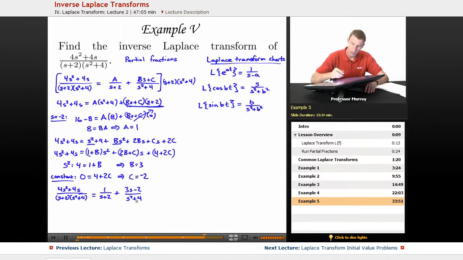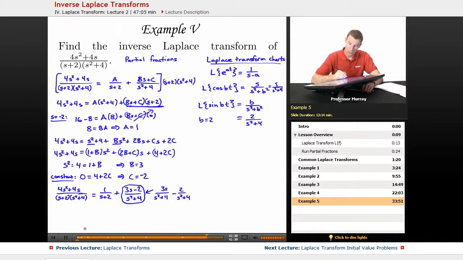And I'm just going to make a note here. I see I've got s squared plus 4, which means our b is going to be 2. So if b is equal to 2, then this would be equal to 2 over s squared plus 4. And our cosine of bt would be just s over s squared plus 4. So I think that's going to be enough to figure out my inverse Laplace transform. This last term here, I'm going to separate it out and write this as 3s over s squared plus 4 minus 2 over s squared plus 4.